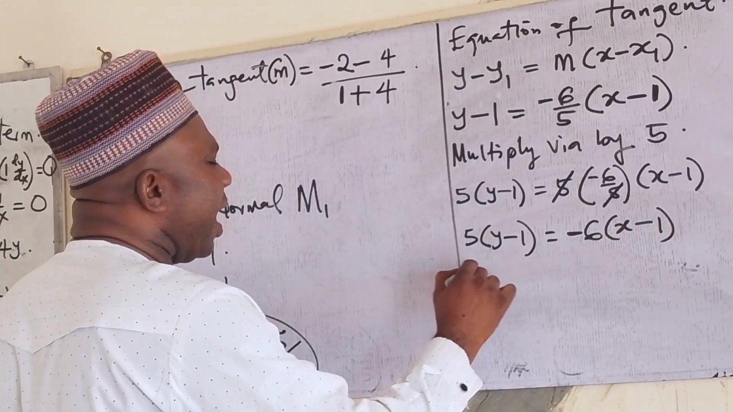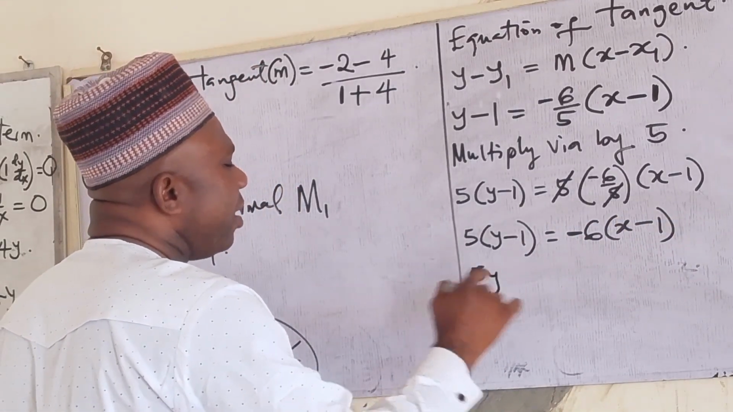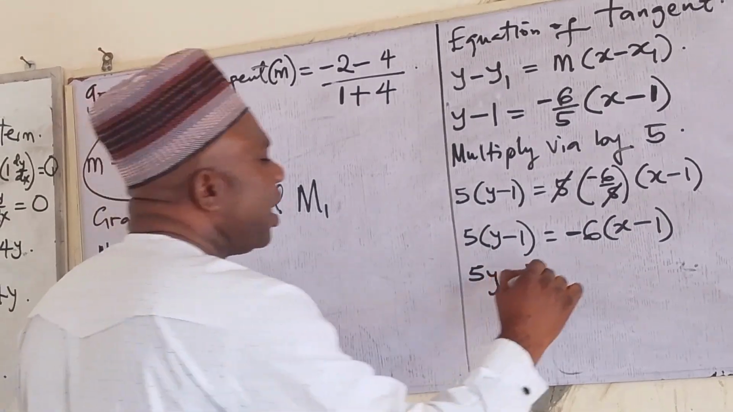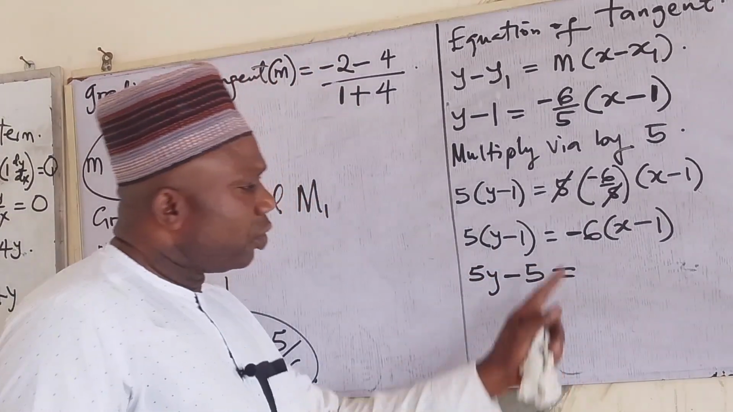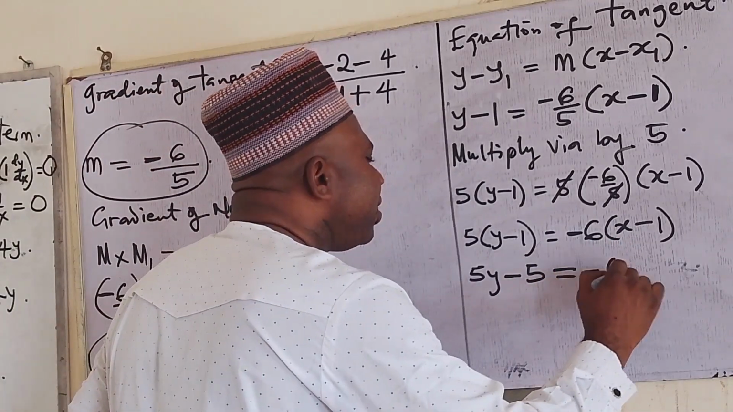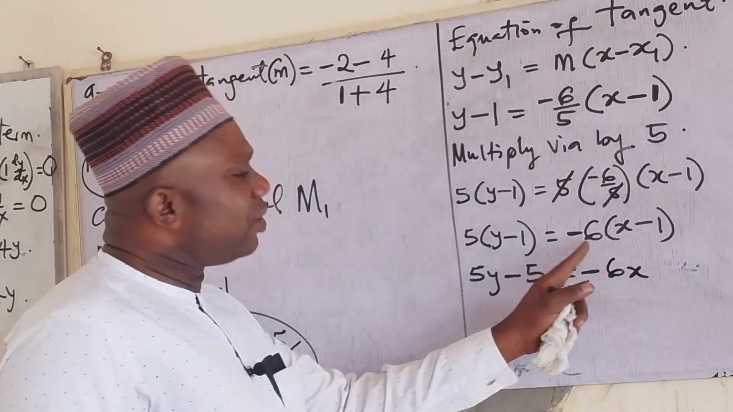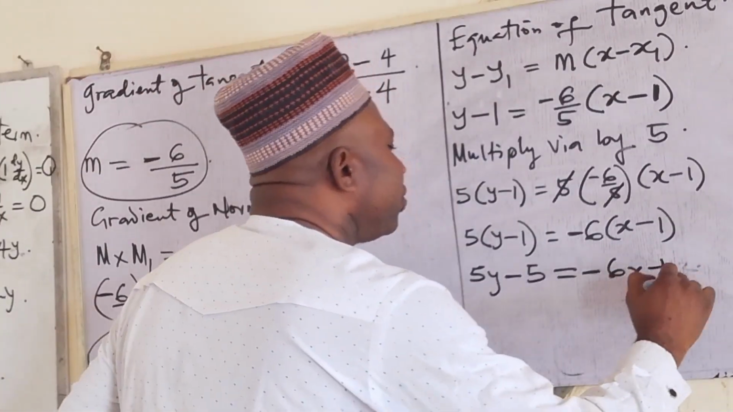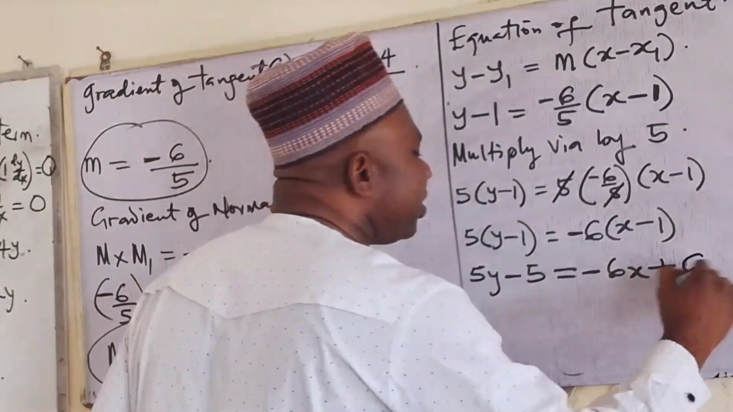Now, 5 times y is 5y. 5 times minus 1 is minus 5. And this will be equal to minus 6 times x, that gives us minus 6x. Minus 6 times minus 1: minus times minus is plus, so 6 times 1 is 6.